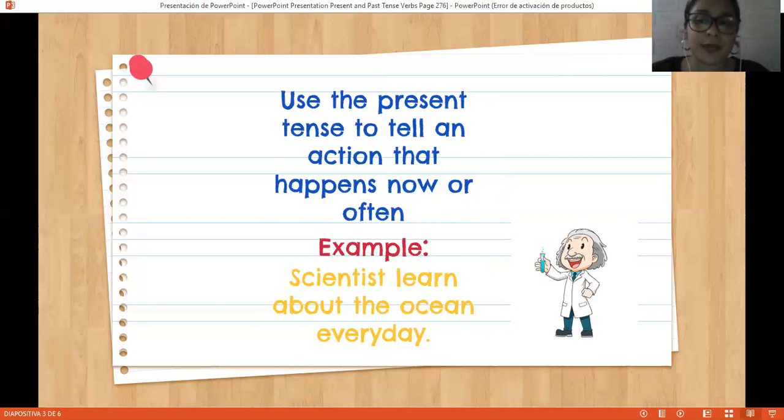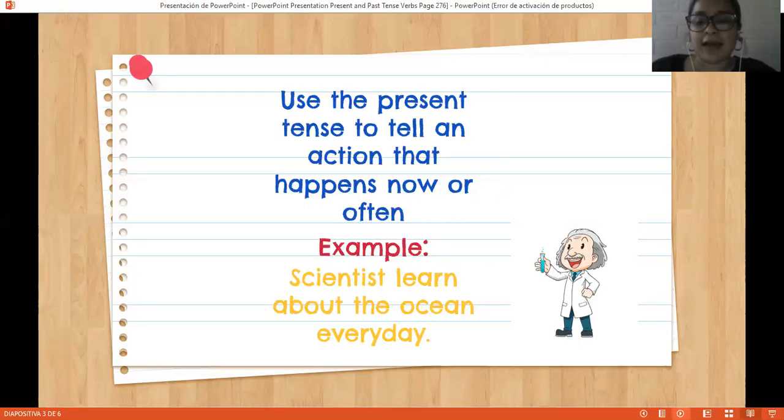What's our main verb here? Learn, guys. So learn tells us that it's an action that the scientists are doing in that same moment, or that they do probably often or every day. So that is the main example the book is giving us, okay? You can also say, the students learn about the ocean in school every day, for example, and that will be something that you do often, something that you do every day, okay?